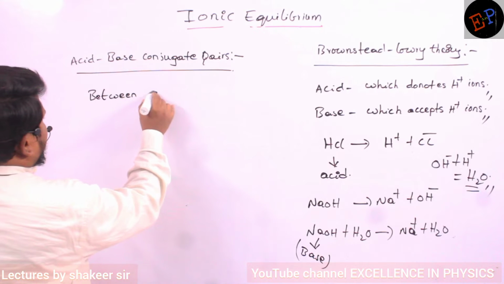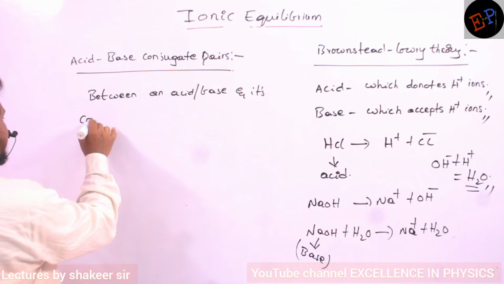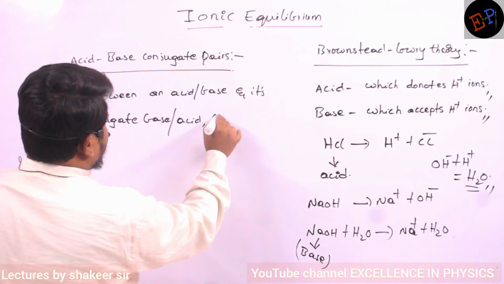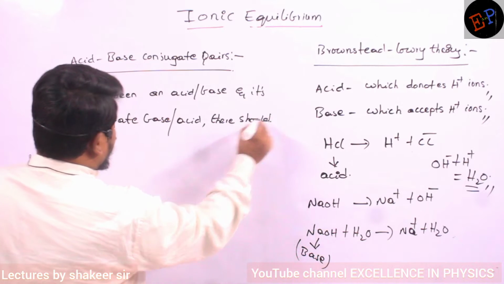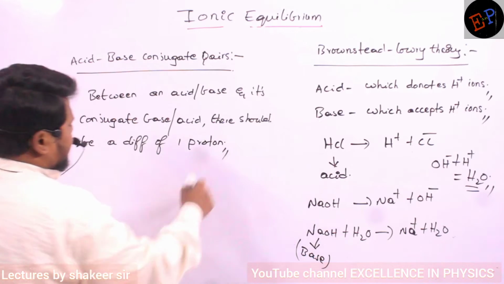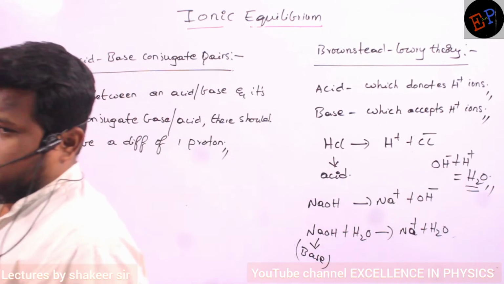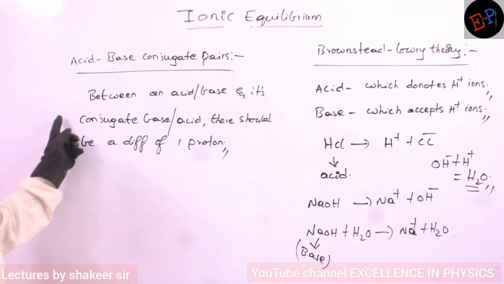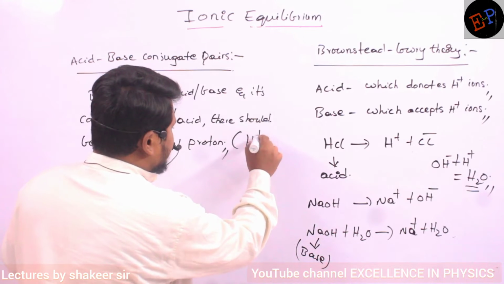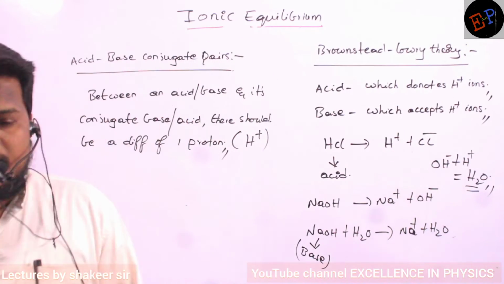So between an acid and its conjugate base, or a base and its conjugate acid, there should be a difference of one proton. Okay, ma? Then such pairs you can call acid and its conjugate base, or you can call it a base and its conjugate acid. Are you able to understand, ma? So in between them, what should be the difference, ma? Difference should be one proton. One proton means what here? One H plus ion should be the difference. This is called acid and its conjugate base, or you can call it a base and its conjugate acid.